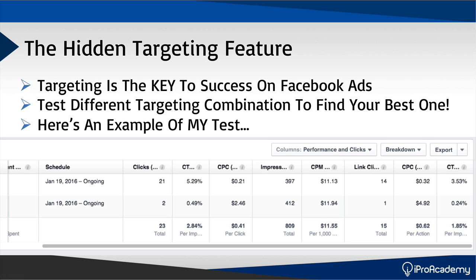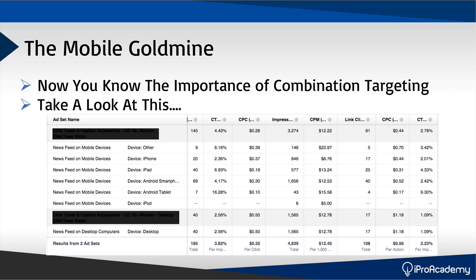It may not always be your ad that's not working. A lot of times, it's actually your targeting. And your click-through rate and link click will tell you immediately if it is targeting the right people. Now, we all know the importance of combination targeting right now. I want you to actually take a look at this. This is what I call a mobile gold mine.